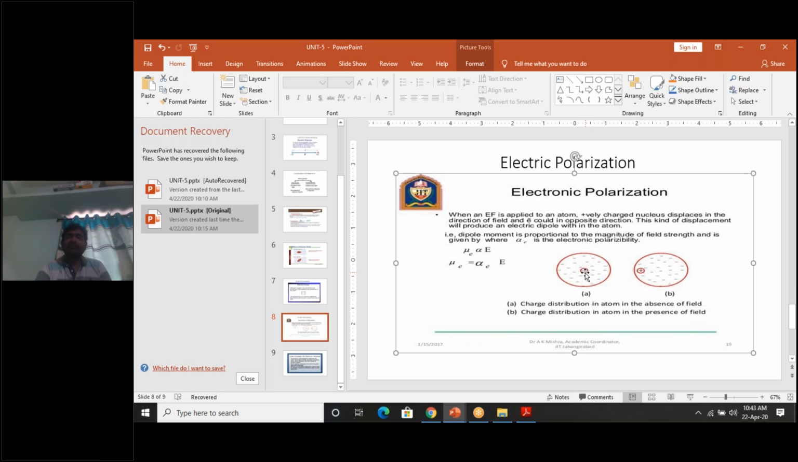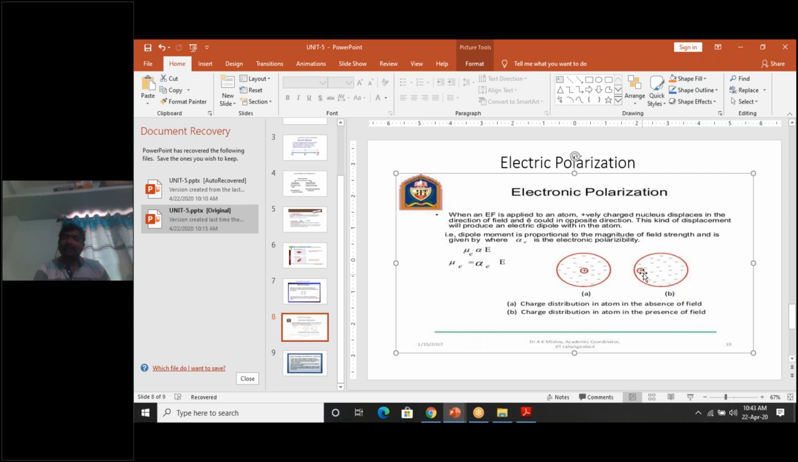That means the center of negative charge and the center of positive charge coincide. Okay, there is no polarization. Now in the second case, case B, what happens? The center of positive charge is displaced from here to here. Similarly, the center of negative charge is displaced from here to here.